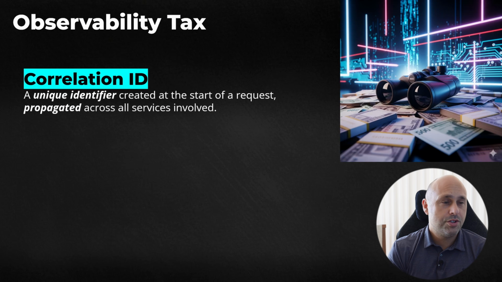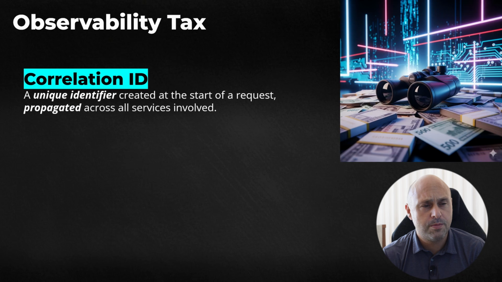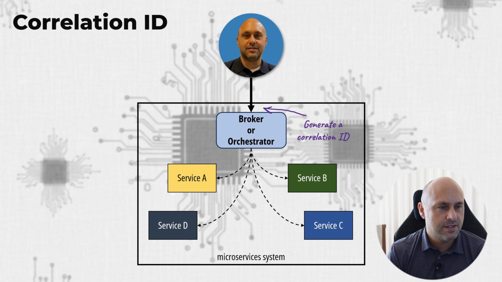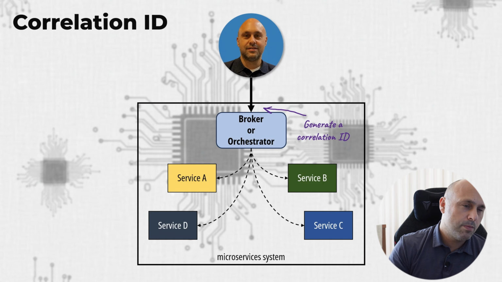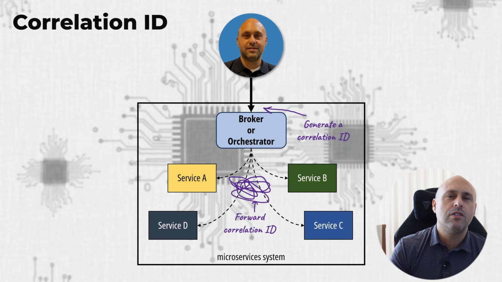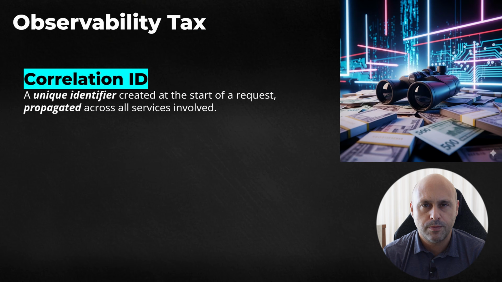First, the correlation ID, and this is non-negotiable. We need to generate a unique ID as soon as we start processing a request, and then we need to pass this ID like a passport through every single API call and message payload that's part of our workflow.